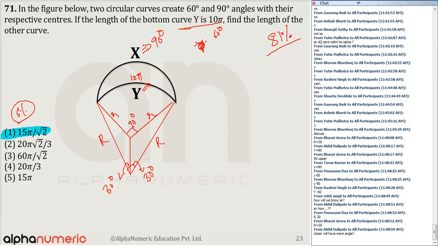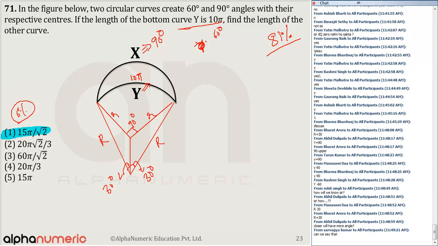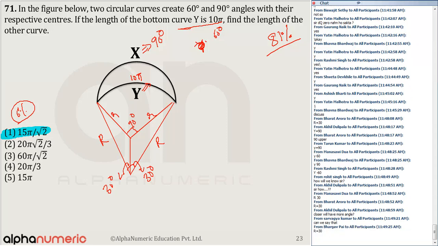Yes, the closer we'll have, more angle. That's right. So jitna zyada closer hai, wo zyada angle. Theek hai. What is the value of capital R? Please tell me. Curve Y is making an angle of, like I told you, curve Y is making an angle of 60 degree. Theek hai. Curve Y, okay, is making an angle of 60 degree.